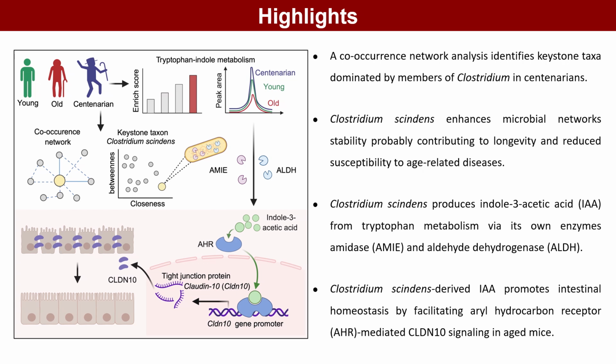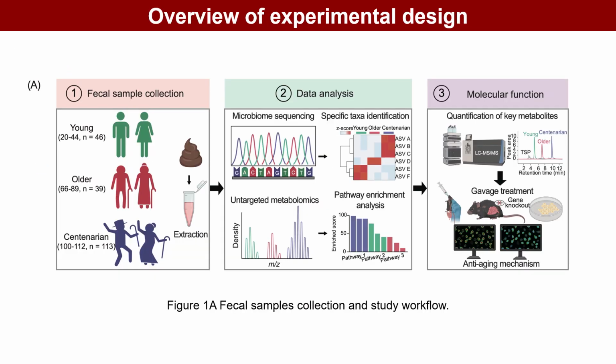produces indole-3 acetic acid, IAA, from tryptophan via amidase and aldehyde dehydrogenase, thereby promoting intestinal homeostasis in aged mice through AHR-mediated Claudin-10 signaling. In this study we systematically profiled the gut microbial communities and metabolic landscapes across 3 human cohorts involving healthy individuals with different ages.